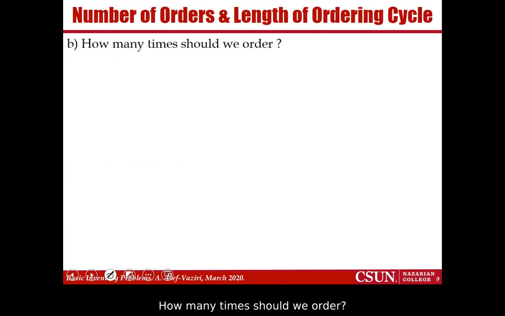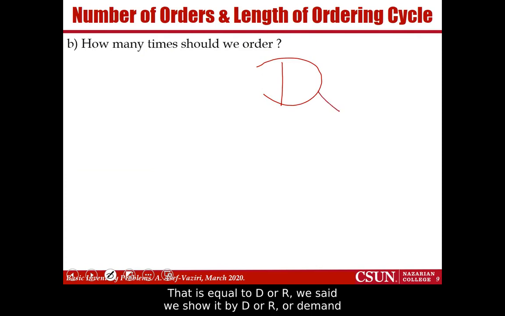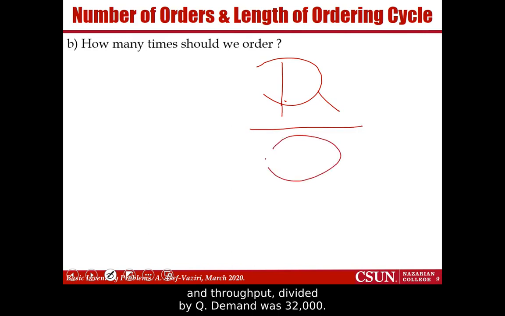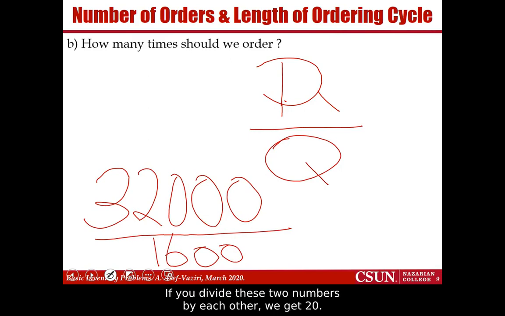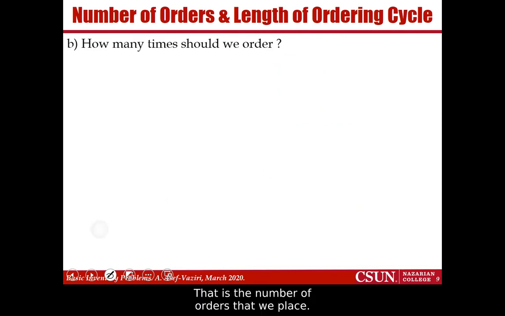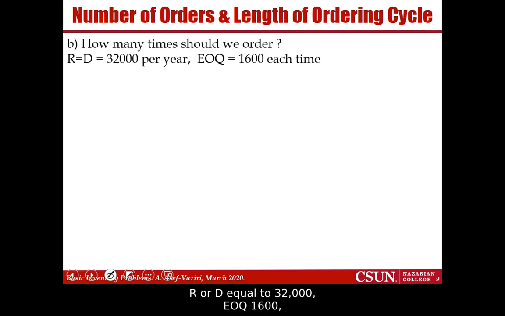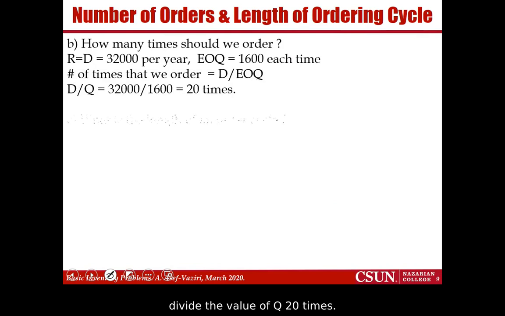How many times should we order? We have already answered this question. That is equal to D or R. We said we show it by D or R, our demand and throughput, divided by Q. Demand was 32,000. Q was 1,600. Each time we order 1,600. If you divide these two numbers by each other, we get 20. That is the number of orders that we place. R equal to D 32,000, EOQ 1600, divide D by EOQ, 20 times.